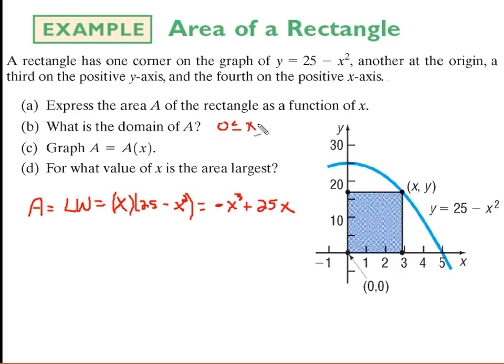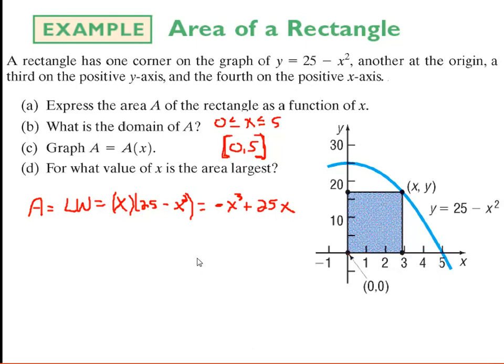So I could write that as an inequality, or I could write that in interval notation. Let me use a bracket because I'm including the endpoints here. Now, those endpoints aren't very interesting rectangles. If I slide this point all the way to x equals 5, there really is no rectangle. It's just a flat rectangle with no area. But technically, I could let x equal 5. It's just not very interesting.